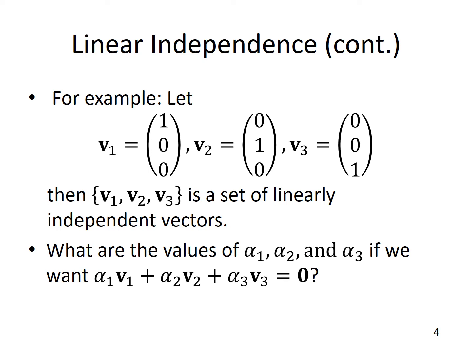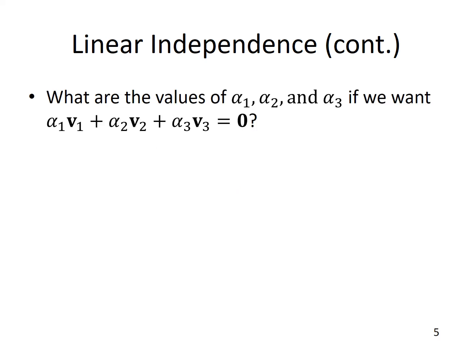You can imagine what values of alpha 1, alpha 2, and alpha 3 would make the sum of these vectors equal to 0. The only possible way is that alpha 1, alpha 2, and alpha 3 should be equal to 0, and only then will their linear combination be equal to 0. Hence, these three vectors are linearly independent.